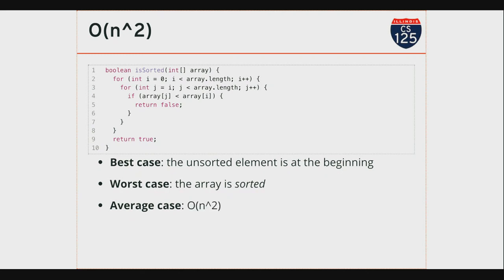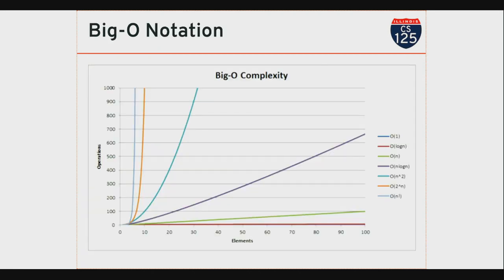And again, if I don't know where the element is that is unsorted, it could be at the beginning, it could be at the end, the average case performance of this algorithm is O(n) squared, okay? Because essentially the pair of elements could be anywhere in the array. So now we're up here. We're looking at an O(n) squared algorithm, right?